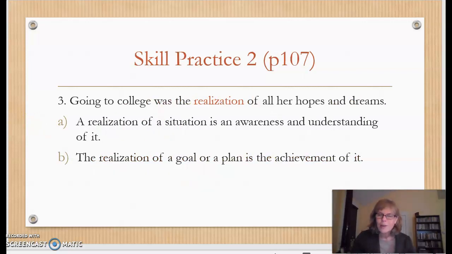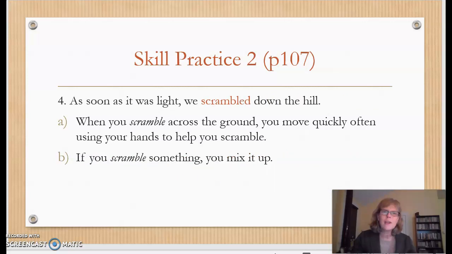Number 3, using the word realization. So realization of all her hopes, A or B? I chose B. B matches well, talking about the realization of a goal or a plan. And we're going to finish up here. Number 4, it says we scrambled down the hill. Which one matches there? I chose A, talking about the actual walking with your hands to help you, right? Different from making scrambled eggs.